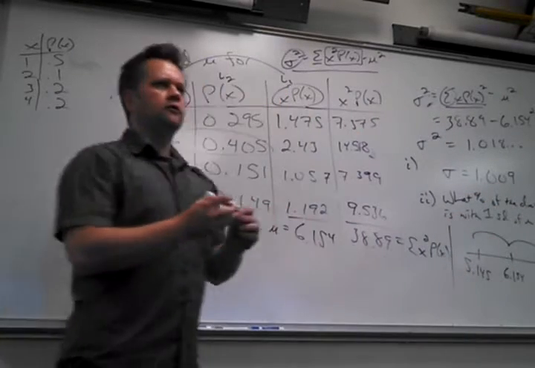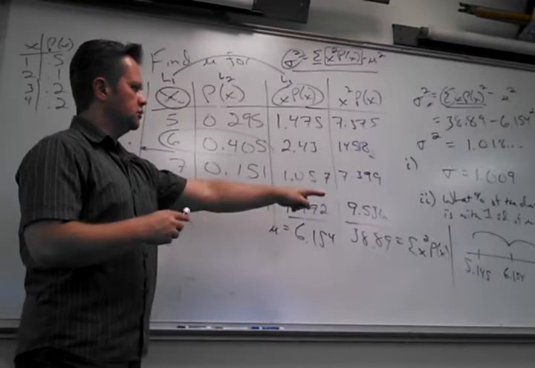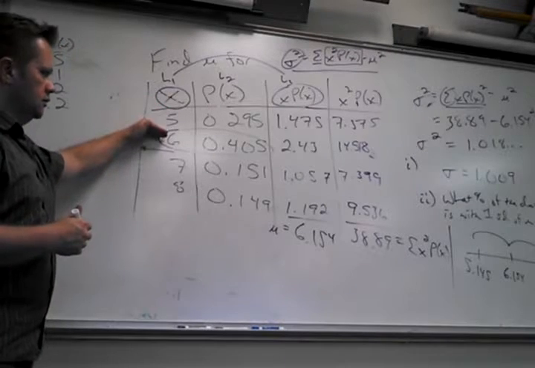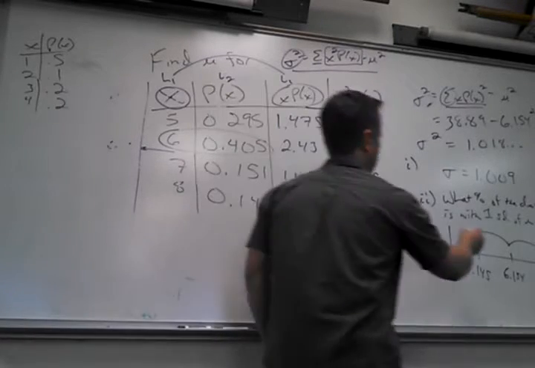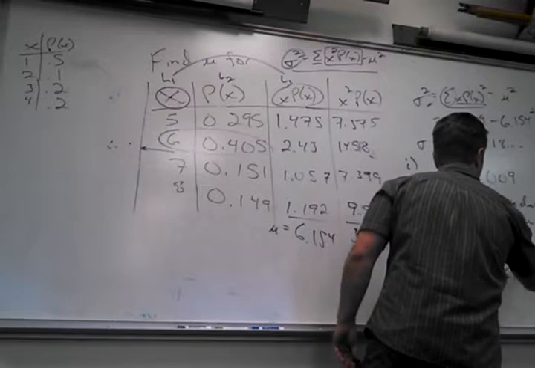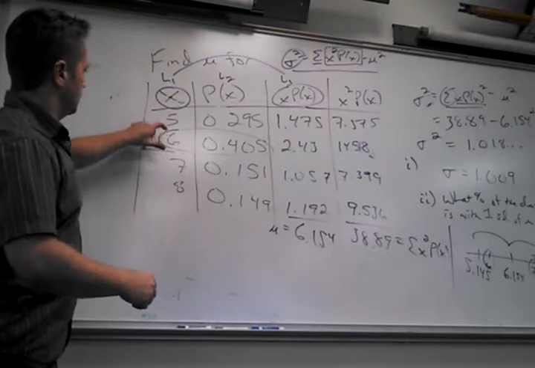Now here's where you got to be careful. What percentage of the data is in there then? Which data points would I include? Would I include 5? No. 6? Yes, 6 is in there. There's 6. 7? Yes. 8? No. 6 and 7. So is that 2 out of 4?